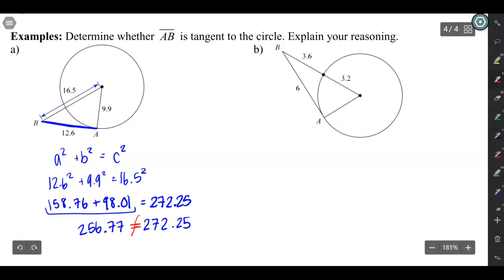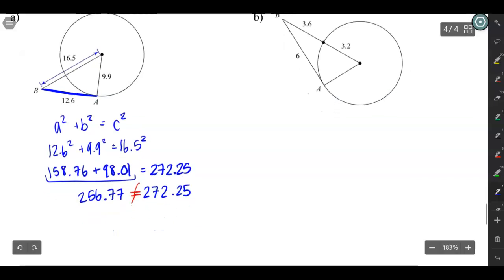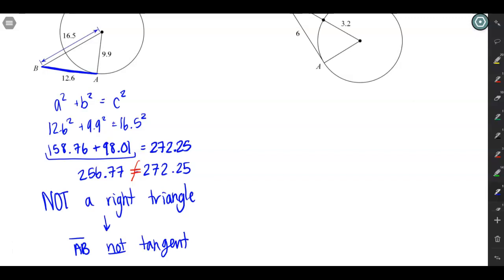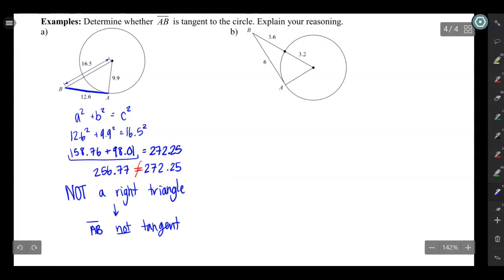So what happens is we just broke the Pythagorean theorem. Okay? Well, we didn't break it, the triangle broke it. So that means that this triangle is not a right triangle. And since it's not a right triangle, we know that AB can't be tangent to the circle. Because if it was tangent, it'd be a right triangle. So that's how we can prove if that segment is tangent to the circle.